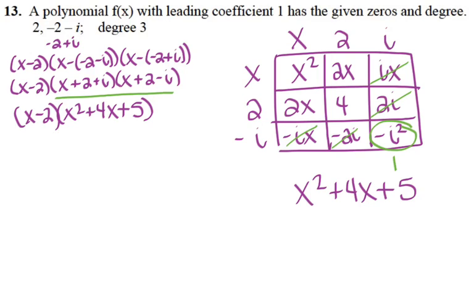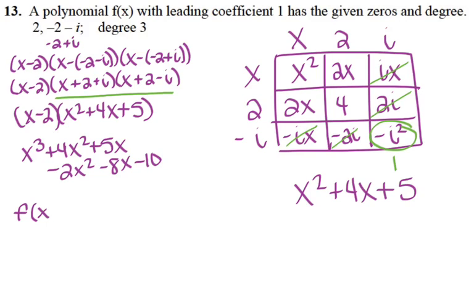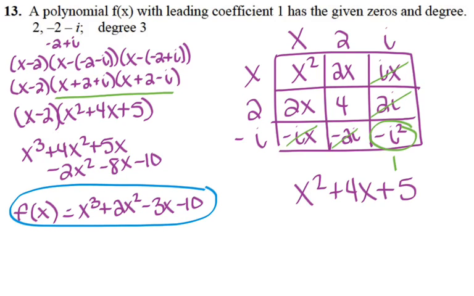So that you can just do with regular distribution. So that's x cubed plus 4x squared plus 5x minus 2x squared minus 8x minus 10, and then combine your like terms. So I have f of x equals x cubed plus 2x squared minus 3x minus 10. And then that is your final polynomial.